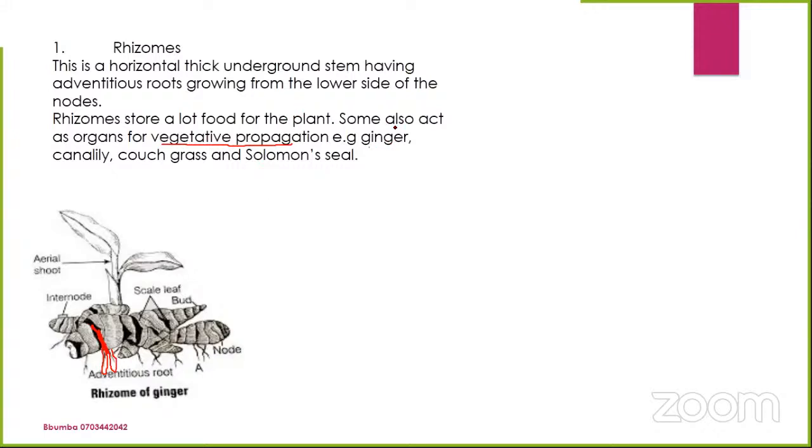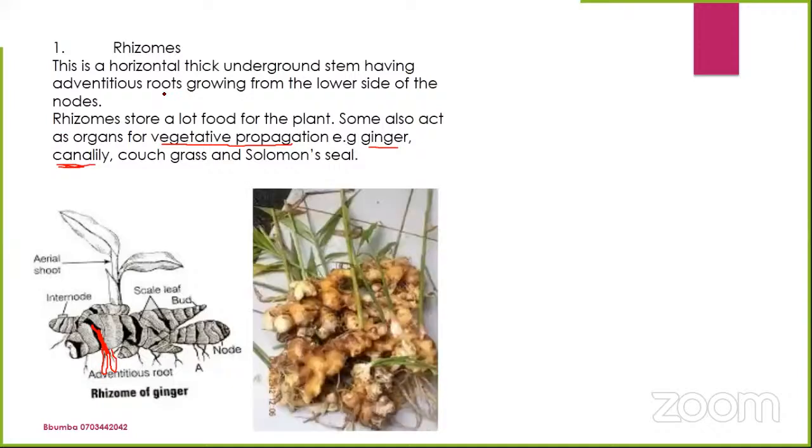The most common example is ginger. Ginger in Luganda is called ntangawuzi. Canna lily in Uganda is called amalanga. And this is ginger. I don't know whether you've ever seen a picture of ginger when it has its leaves as well, or you have seen some people grow ginger.